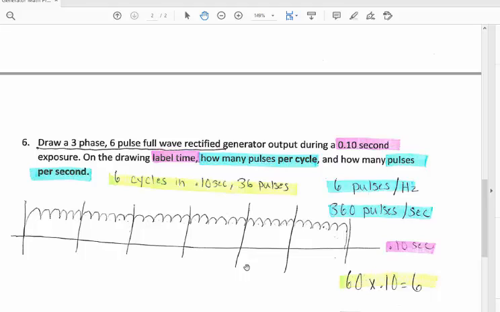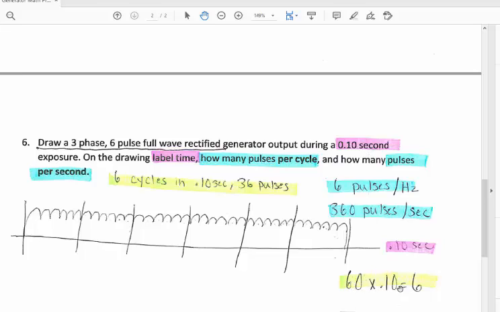Alright, let me explain the 6-pulse full wave rectified 3-phase generator. This one is stating draw a 3-phase 6-pulse full wave rectified generator output during a 0.10 second exposure. On the drawing, label time, how many pulses per cycle, and how many pulses per second. It's already a given, 6 pulses per cycle, but still make sure you include it, as well as the 360 pulses per second. Instead of drawing 360 pulses, because you wouldn't have enough room for that, we're only going to demonstrate 0.10 seconds of that exposure.